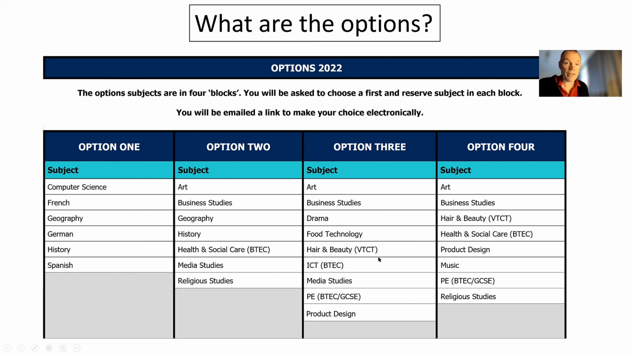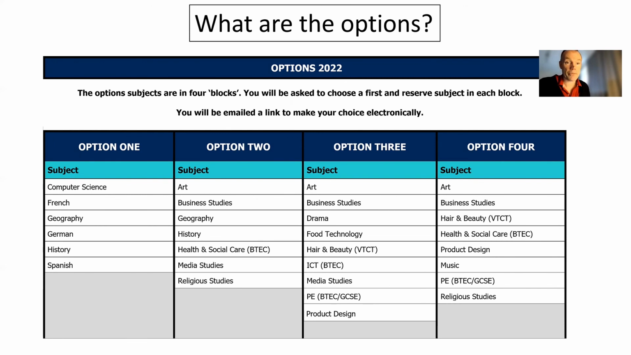You have to have a reserve. The chances are you will get your first choice. If that's not possible, then you will be contacted and we'll have a conversation about that. You won't suddenly look at your timetable in September and realize that you've got a different subject to what you thought you were going to get. Okay, we will talk that through.